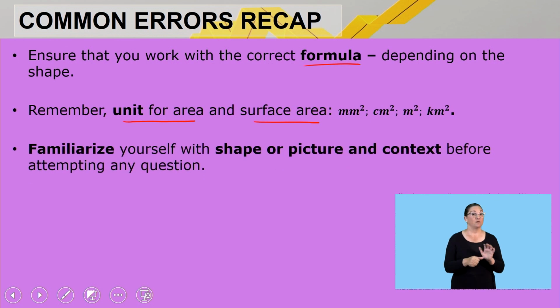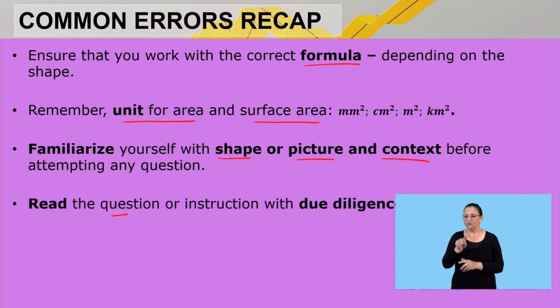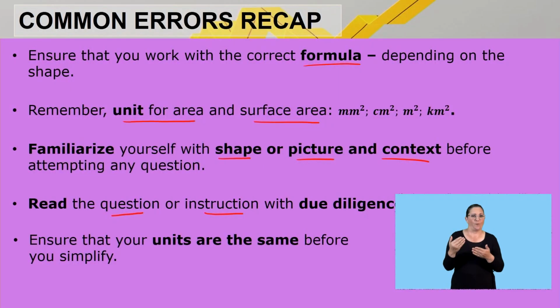Then, always important, familiarize yourself with the shape or the picture and the context that's given to you before you attempt any question. Then read the question or the instruction with due diligence. Like for example, you saw now that we needed to round off to two decimal places. Make sure that you follow that instruction. And it's always important that you highlight, underline and circle those instructions so that you don't miss them. Then ensure that your units are the same before you simplify. Okay, so those are a few pointers that I want you to pay attention to when dealing with the topic of measurement.